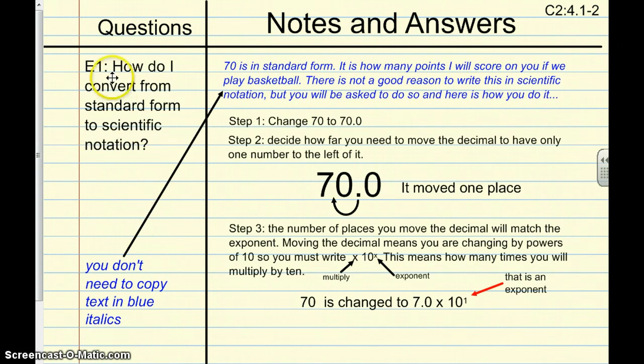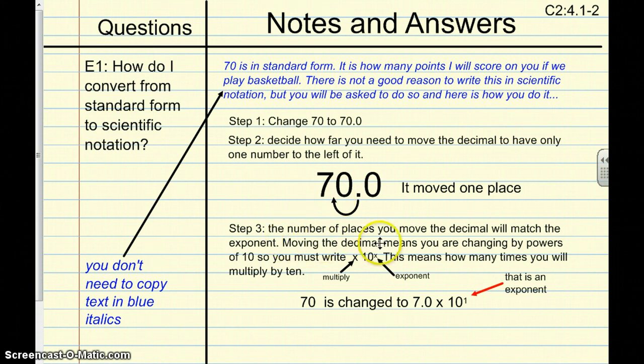Okay, some questions and some practice. If I have some blue font here, you don't have to copy that text. This is E1, means the first example. How do I convert from standard form to scientific notation? Well, 70 is a standard number, so I'm going to write it as 70.0 so I get the decimal down. I decide how far I need to move the decimal. Well, let's see here. I have to get the decimal to move over one place because I have to have it between the first two numbers.